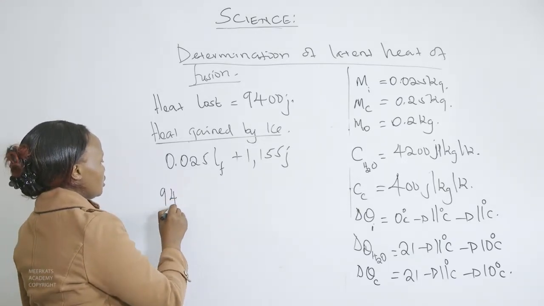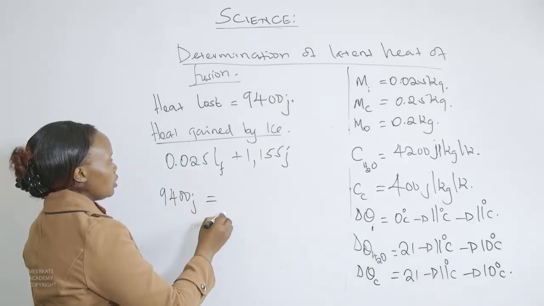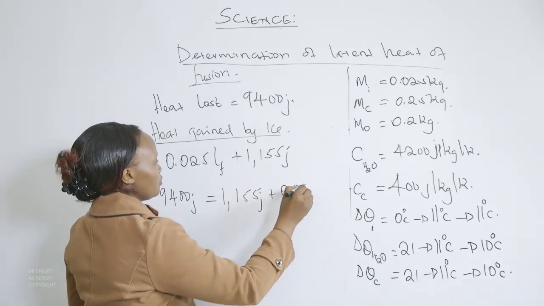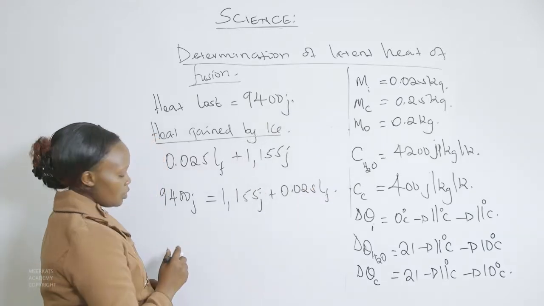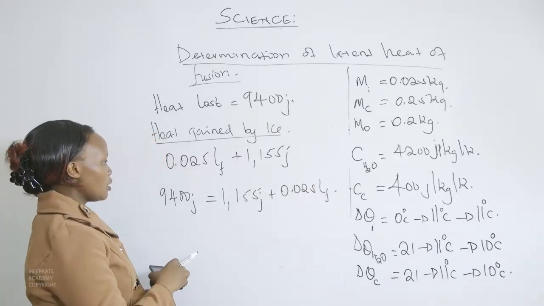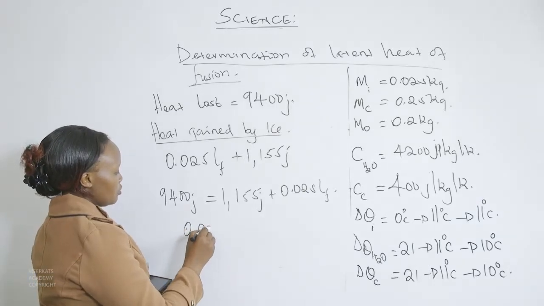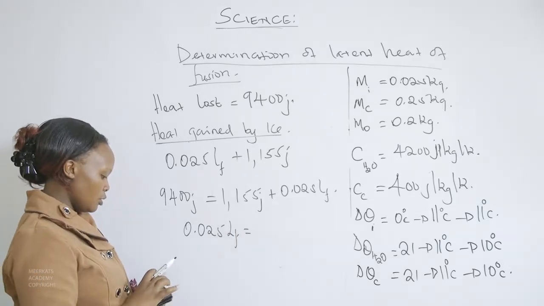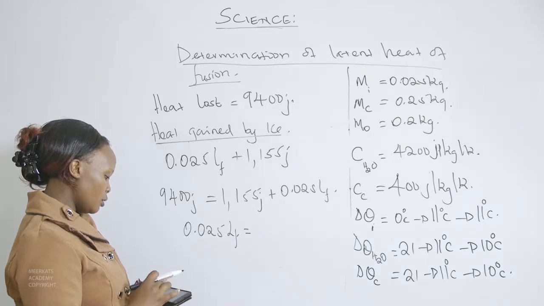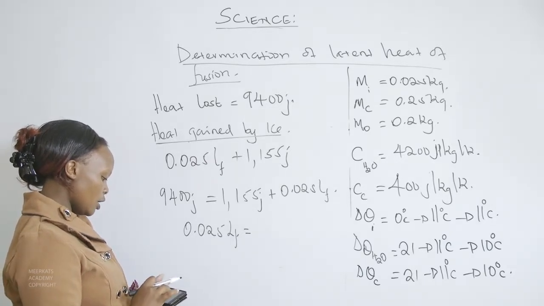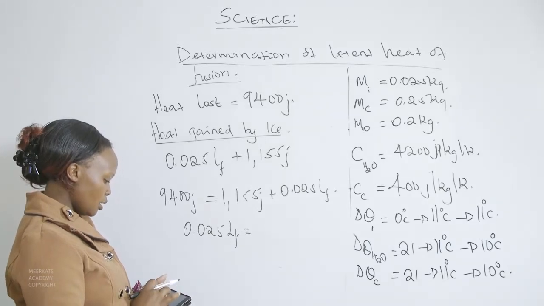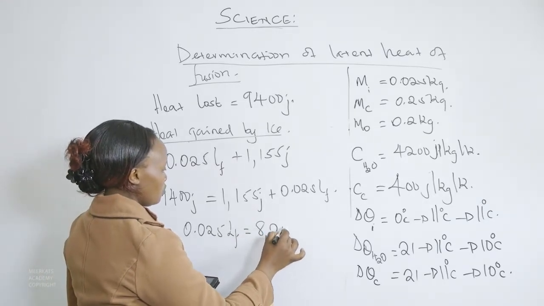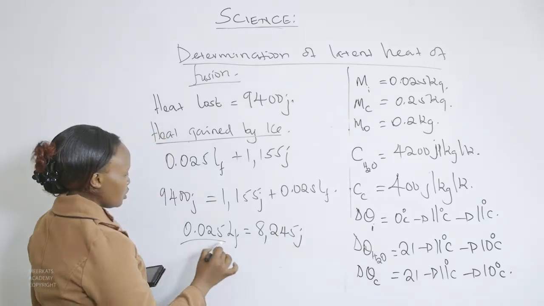But heat gained is always equal to the heat lost. So we equate 9400 joules to our heat gained, and we can collect the like terms, so that now 0.025 multiplied by latent heat of fusion is equivalent to 9400 subtract 1155 joules, which gives us 8245 joules.